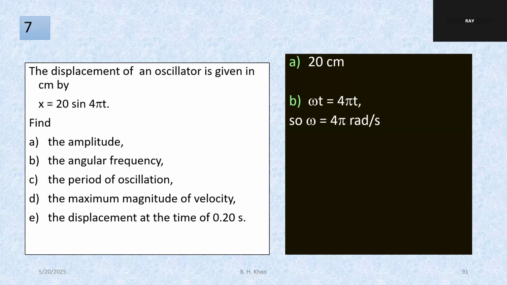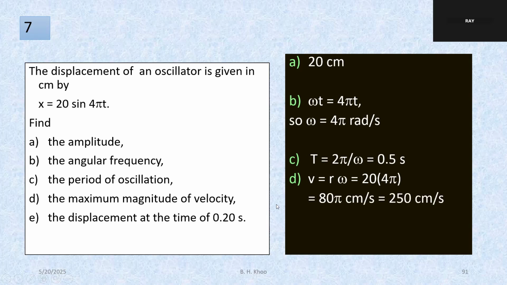Period is 2 pi over omega. Okay. Maximum amplitude of velocity. Same as circular motion. This one you use a special formula: r omega, that's all, where r stands for amplitude. 20 times 4 pi, about 250 cm per second.